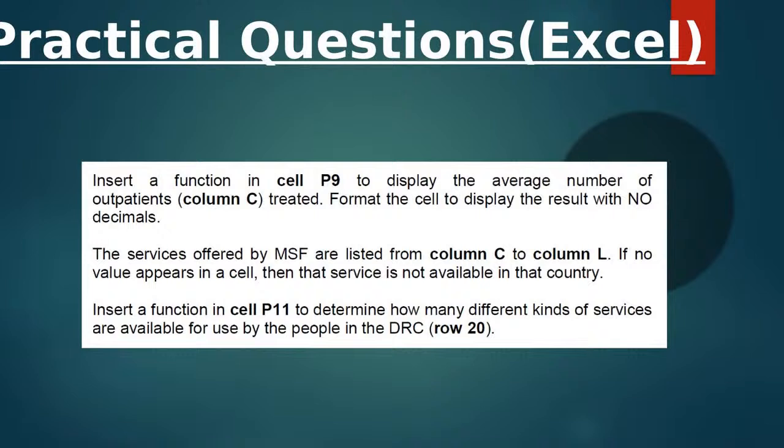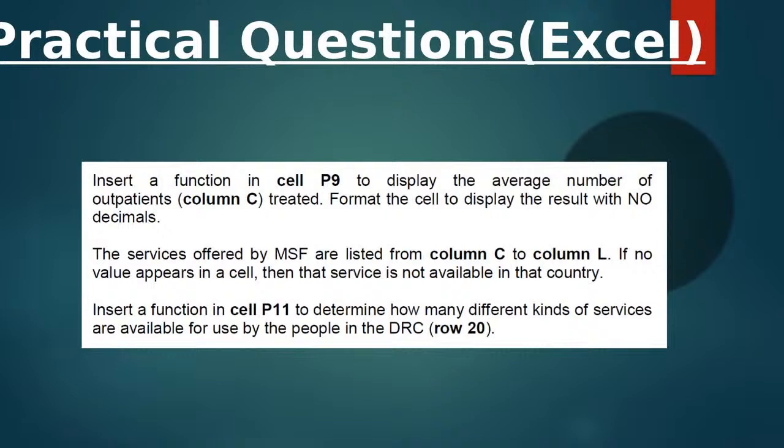Okay, in Excel, let me just close Word here. Just keep Excel open. Okay, they want us to insert a cell to display the average number of outpatients. Now we know with average, we are going to say equals average, so we know that. Format the cell to display the result with no decimals.